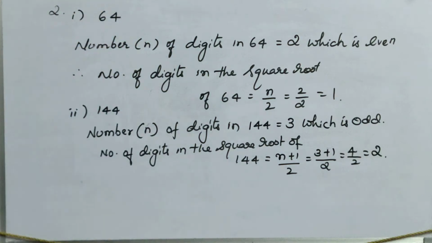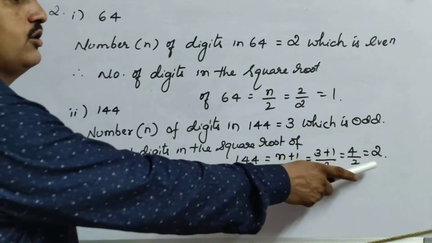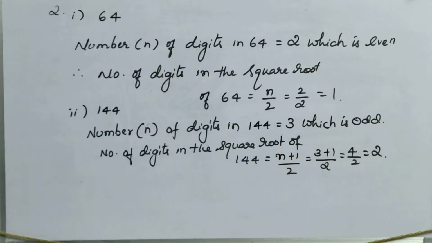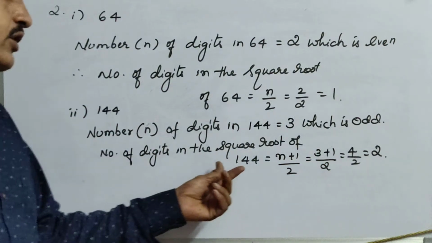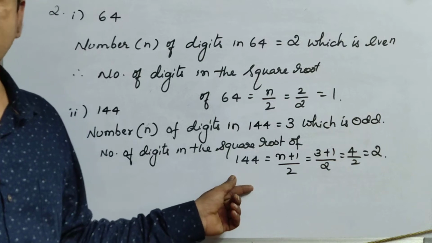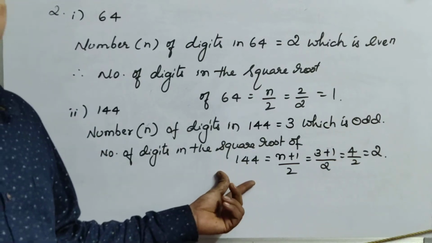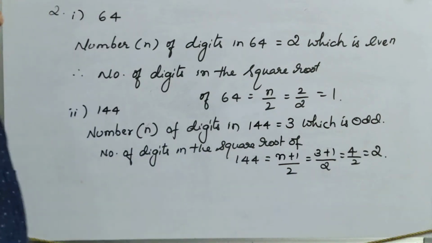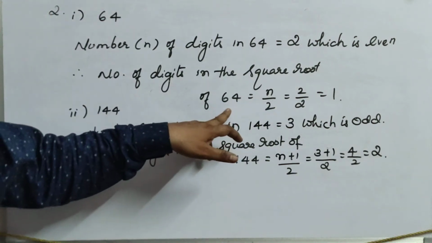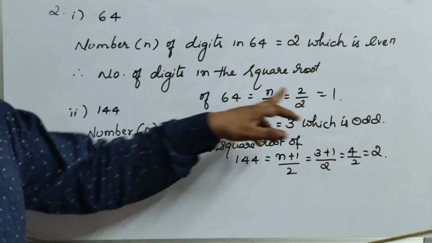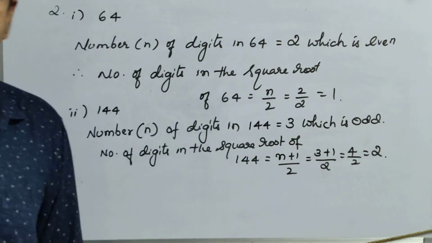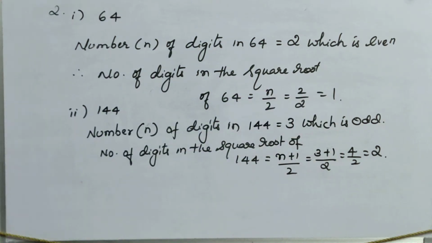That means when you take the square root of 144, you will get a 2 digit answer. Okay. It's not asking what is the square root of 144. It is asking how many digits you are going to get. When there are 3 digits, you will get a 2 digit answer. When you have a 2 digit number, you will get a 1 digit answer. Is it clear? Okay. Next, coming to the next question.